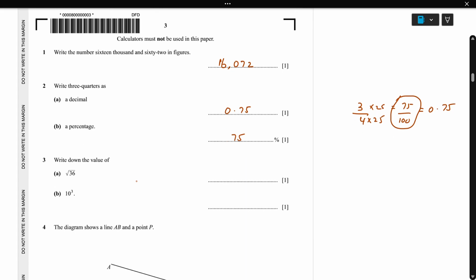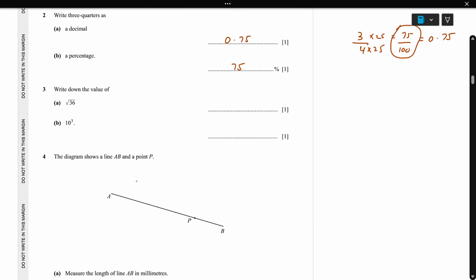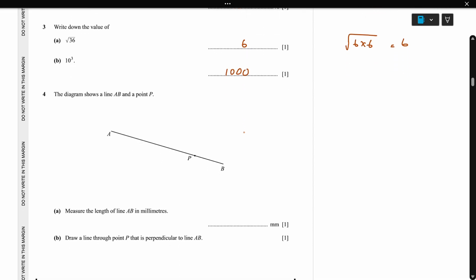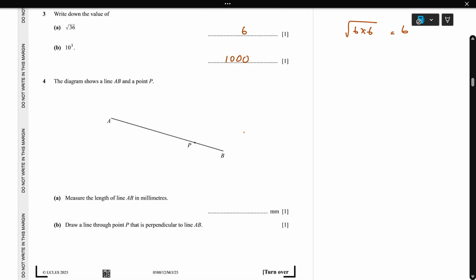Next, write down the value of the square root of 36. So 36 we can write as 6 times 6. So when it is the square root of two equal numbers multiplied, we can bring it out as 6. This is 6, the answer. Next, 10 cubed, 10 times 10 times 10, which is 1000.